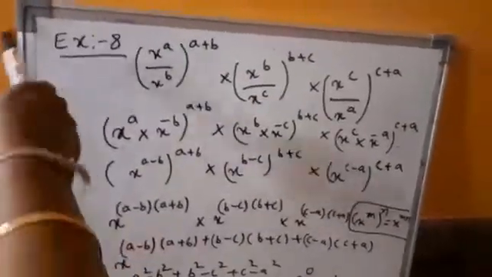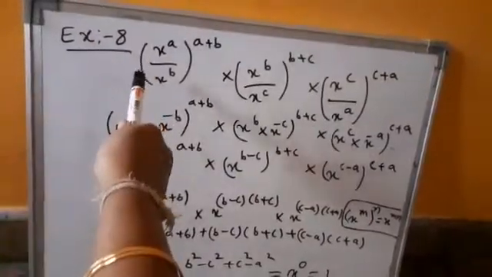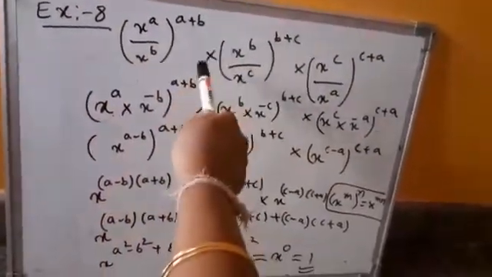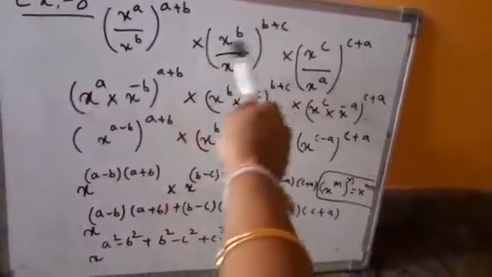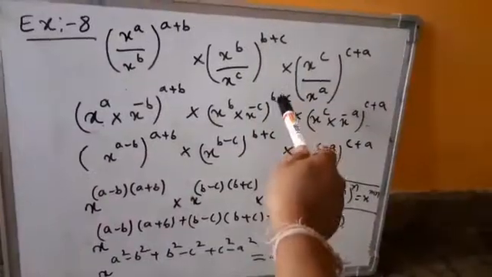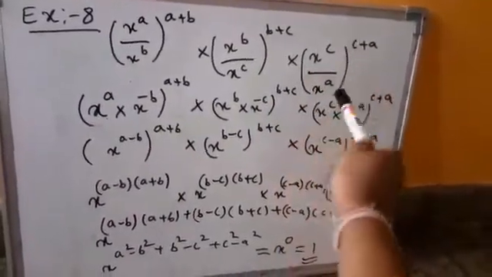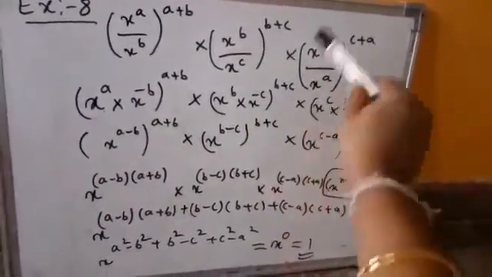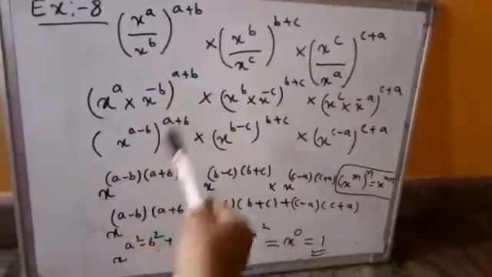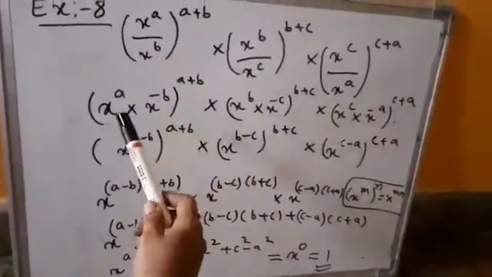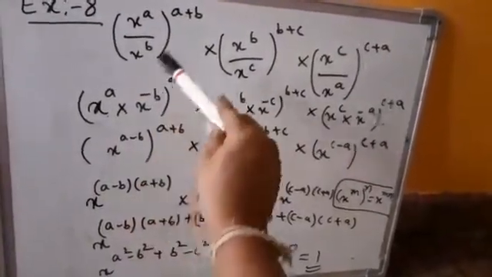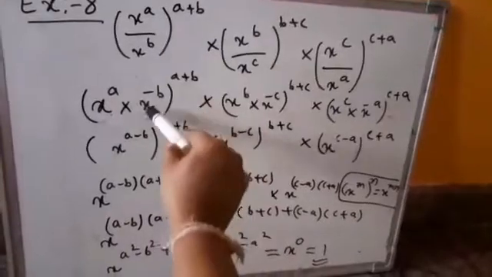See next, example 8. See here, x to the power of a by x to the power of b, whole to the power of a plus b, into x to the power of b divided by x to the power of c, whole to the power of b plus c, into x to the power of c divided by x to the power of a, whole to the power of c plus a. So see, this is the question. See here, x to the power of a into x to the power of b; the denominator goes to the numerator, plus b will become minus b.